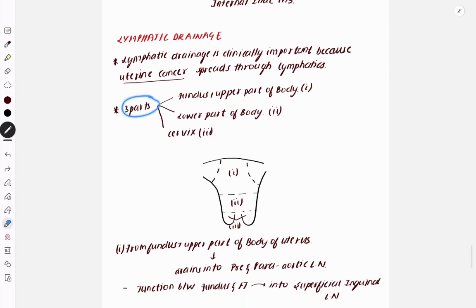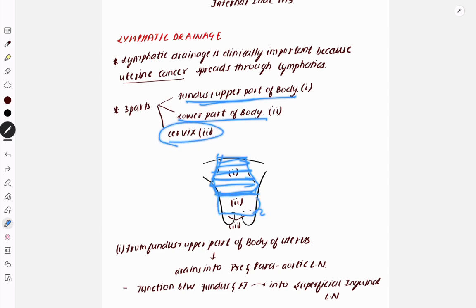There are three parts we have to understand of the uterus, and these three parts have three different lymphatic drainages. The first part extends from the fundus to the upper part of the body of the uterus. The second part is the lower part of the body of the uterus, and the third part is the cervix.